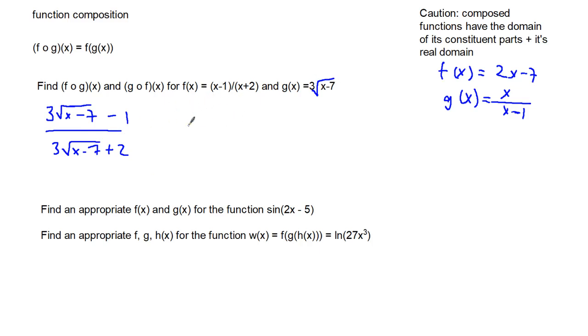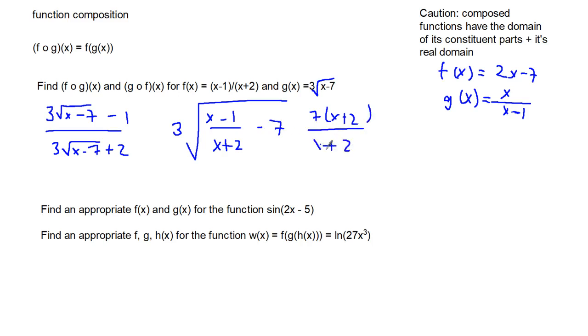But what is g of f of x? What is f of x? We'll have 3 times the square root, and I drew a big square root there because we're going to fit this whole f of x inside: x minus 1, over x plus 2, minus 7. And that's our g of f of x, right? We could make the minus 7 a common factor by writing 7 times x plus 2 over x plus 2, and then you can combine these two together. That's also a good simplification method. You can rationalize the denominator and do all that, but I'm just not going to do it right now.